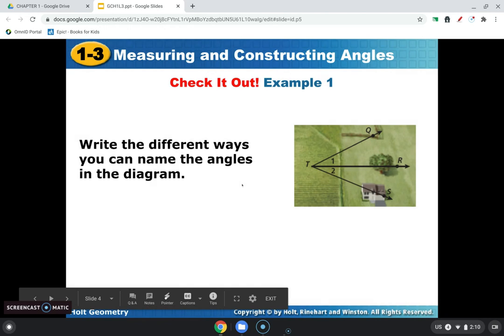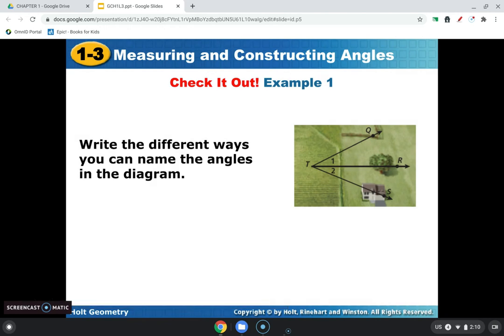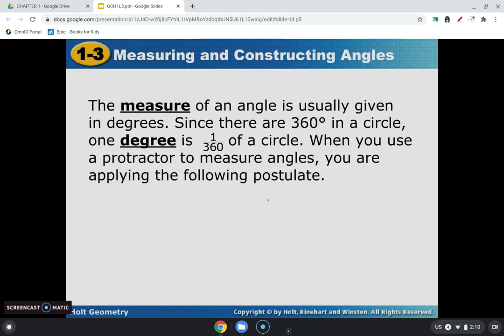All right, let's try that again. Write the different ways you can name the angles in the diagram. Well, we can see that T is the vertex, so we could say angle QTR, angle RTS, angle QTS. Now, since these are numbered, you could also say angle 1 and angle 2. All right, so angles are named by their vertex.